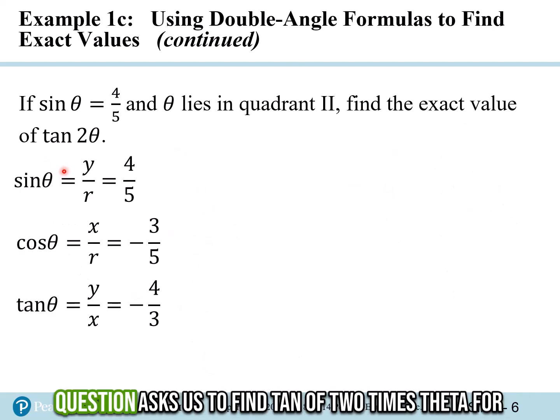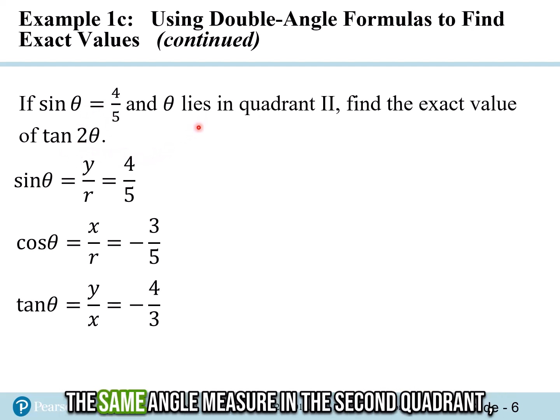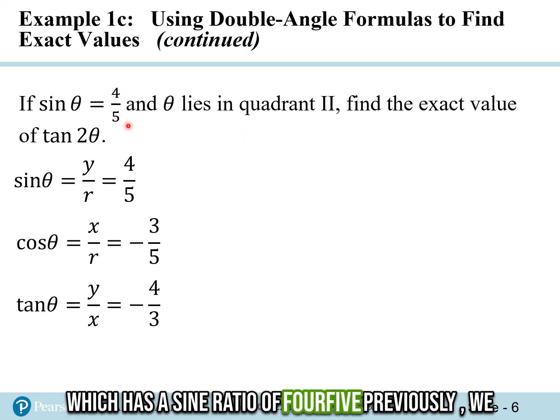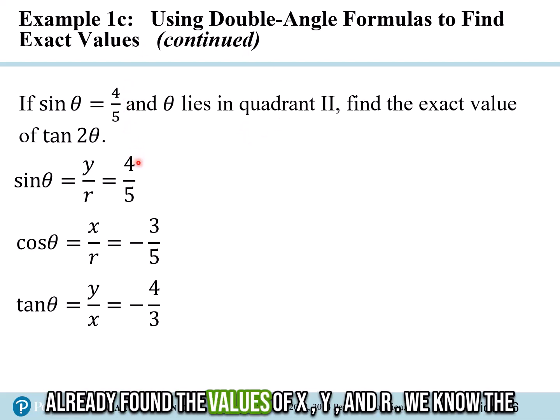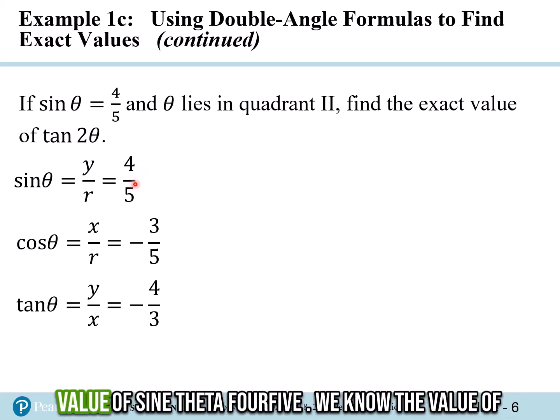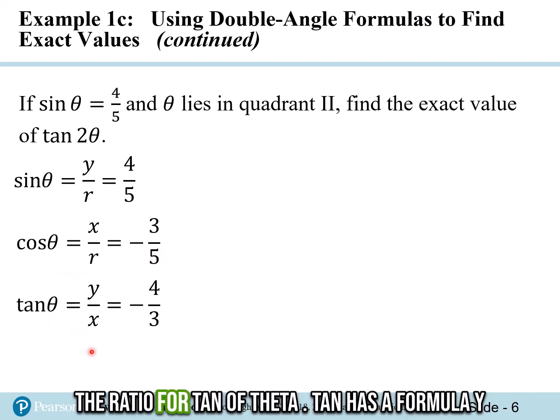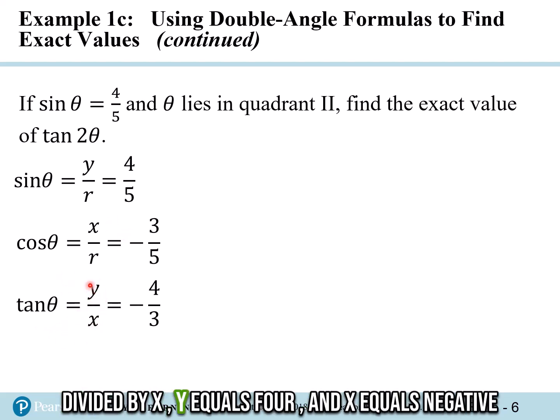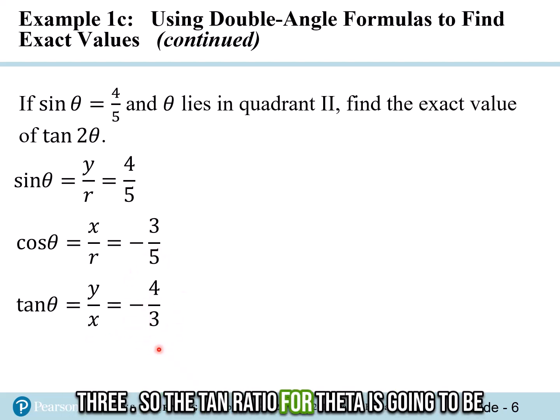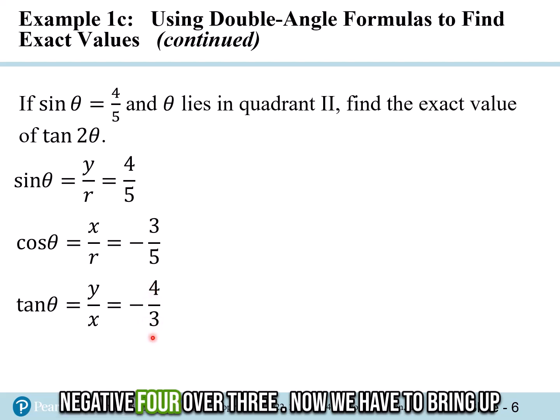The third part of the question asks us to find tan of 2 times theta for the same angle measure in the second quadrant, which has a sine ratio of 4/5. Previously, we already found the values of x, y, and r. We know the value of sine theta is 4/5. We know the value of cos theta is negative 3/5. We just need to put the ratio for tan of theta. Tan has a formula of y divided by x. Y equals 4 and x equals negative 3. So the tan ratio for theta is going to be negative 4/3.